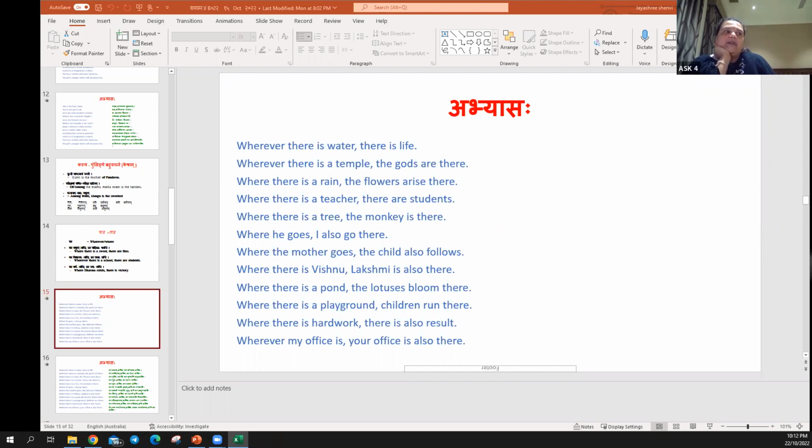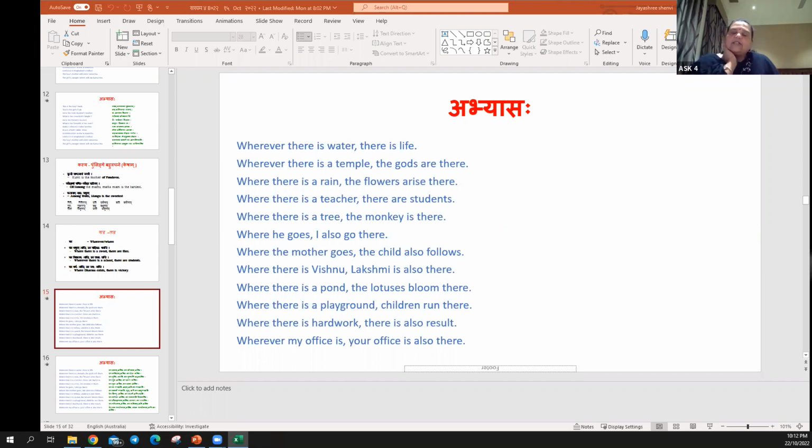Okay, where there is a playground, children run there. Yatra kridanganam asti, tatra balakaha dhavanti. Samyak.